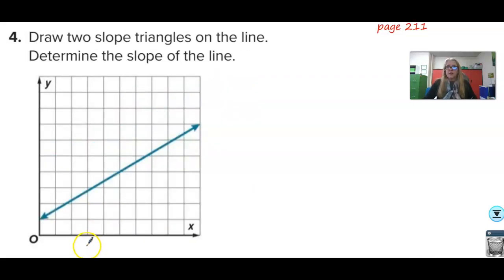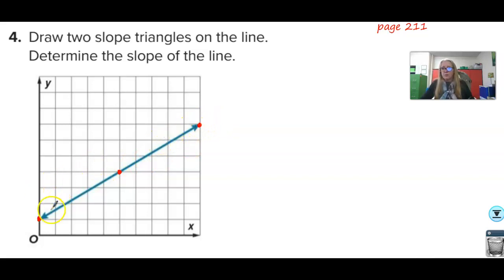Draw 2 slope triangles on the line. Determine the slope of the line. All right, so when we're drawing these slope triangles, we're looking for exact crossing points. There's an exact crossing point. That looks like an exact crossing point. Now, when I say exact crossing point, like look here, this is hitting in the middle of a line here. I'm looking for a point where the line passes through an exact X. And it looks like this one only has 3 points that are exactly on intersections.